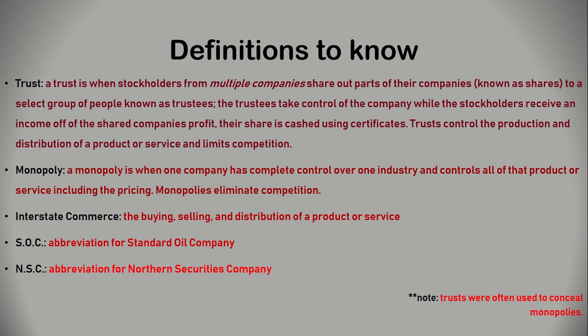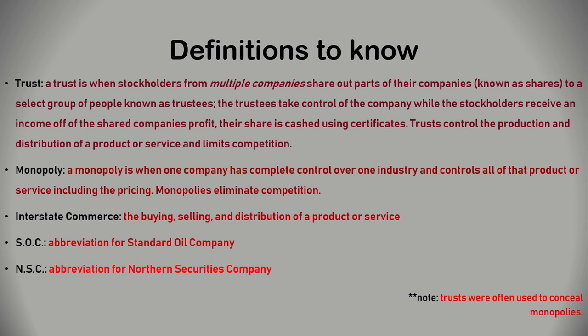Some key terms. Trust. A trust is when a stockholder from multiple companies shares out parts of their companies, known as shares, to a select group of people known as trustees. The trustees take control of the company while stockholders receive an income off of the shared company's profit. Their share is cashed in using certificates. Trusts control the production and distribution of a product or service and limit competition.